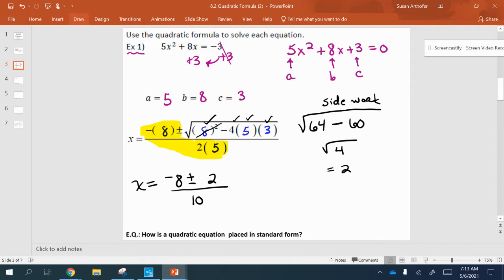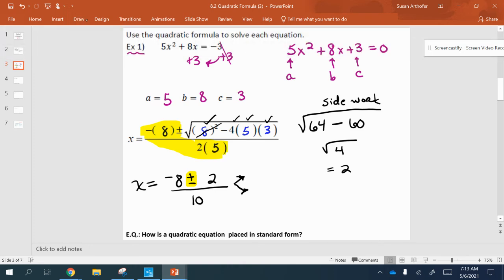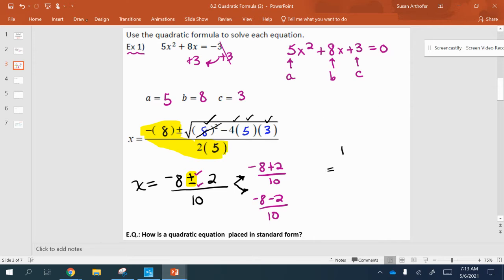So now what do we do? Well, now we have to break up our problem into 2 problems. And it's based on the fact that we have the plus and minus. So our first problem is going to be with the plus sign. -8 plus 2 over 10. So we just did that one. And the other one's going to be negative 8 minus 2 over 10. We just did that one. So there's two answers. And those two answers are going to represent, and you don't have to draw that, the graph where it hits the x-axis. So let's figure that out.